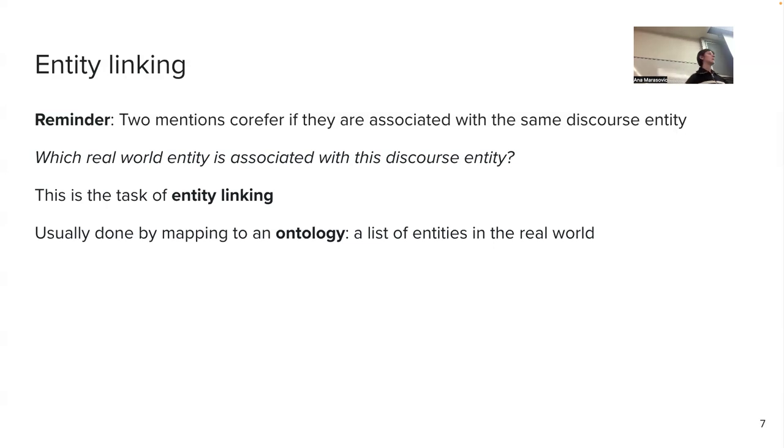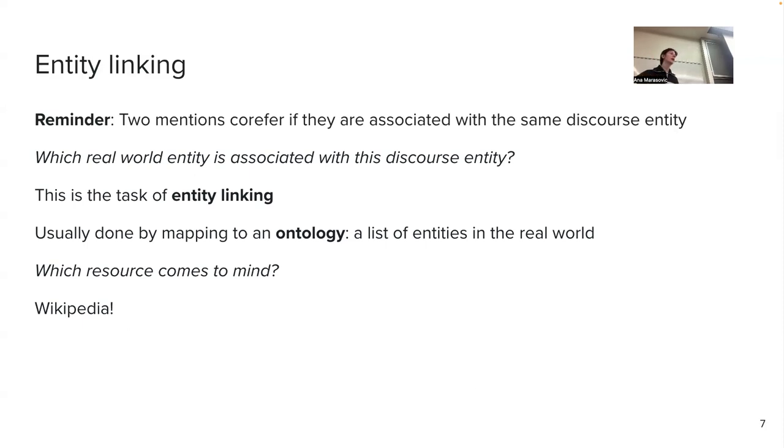So before, where I had Taylor and Morgan, you wouldn't just stop with, okay, these are all the references of Taylor and Morgan in this text. You would also be linking them to specific people in the real world, if these were specific people in the real world. All right, so if I say we are going to link to some list of entities in the real world, which resource comes to your mind? Yeah, right. Wikipedia has a bunch of people listed. So entity linking is commonly done by linking to a Wikipedia page.